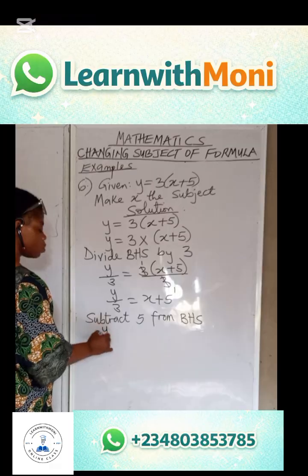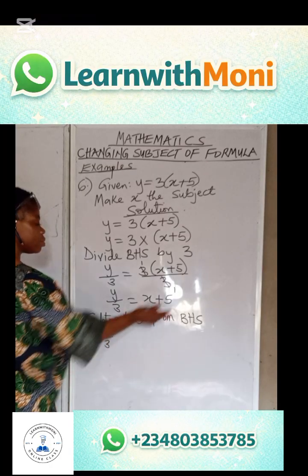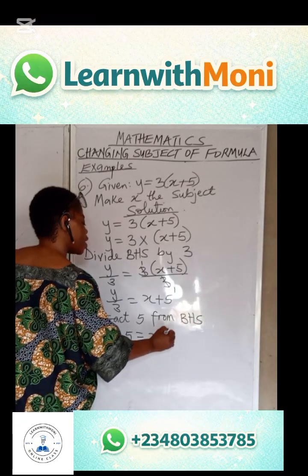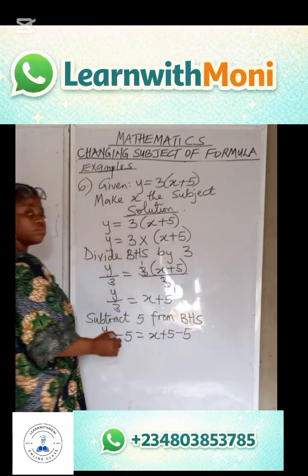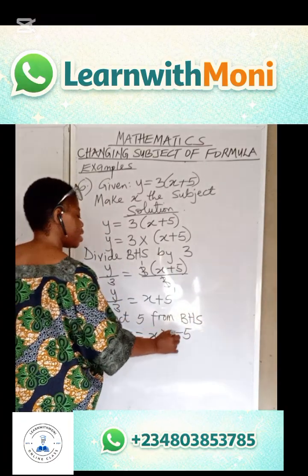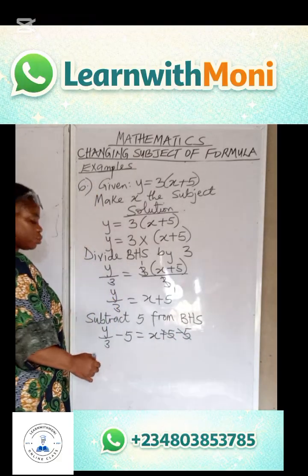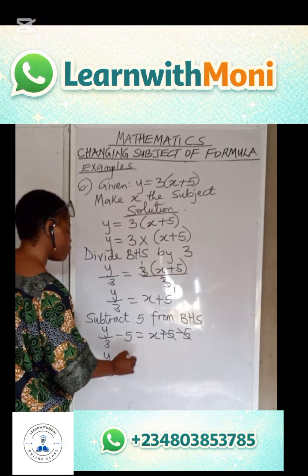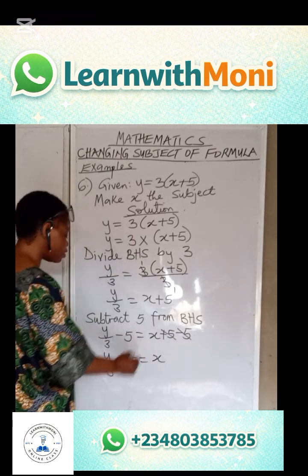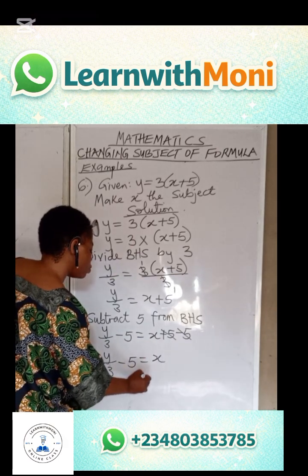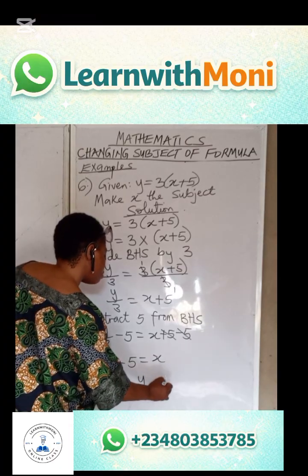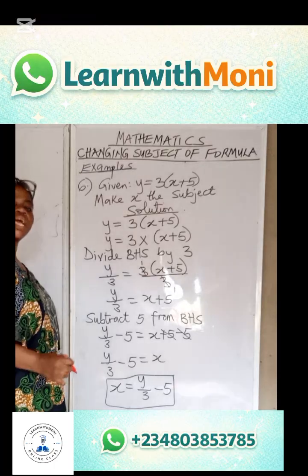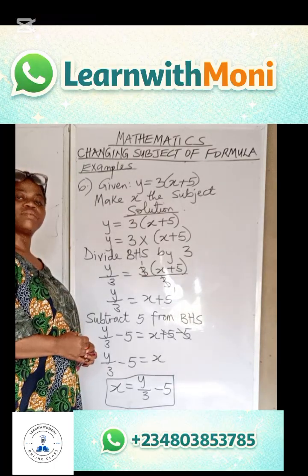This means Y over 3 minus 5 equals X plus 5 minus 5. Plus 5 minus 5 equals 0. So we have Y over 3 minus 5 equals X. This means X equals Y divided by 3 minus 5. And with this, we have made X the subject of the formula.